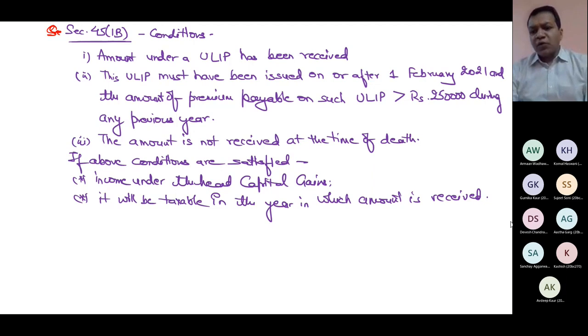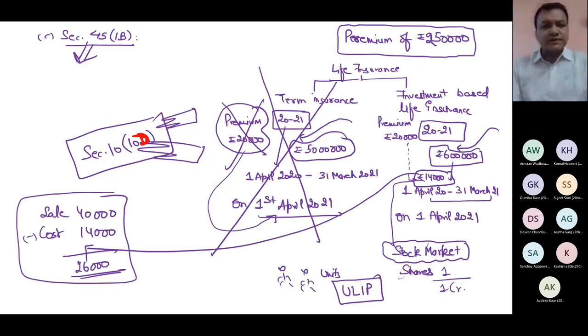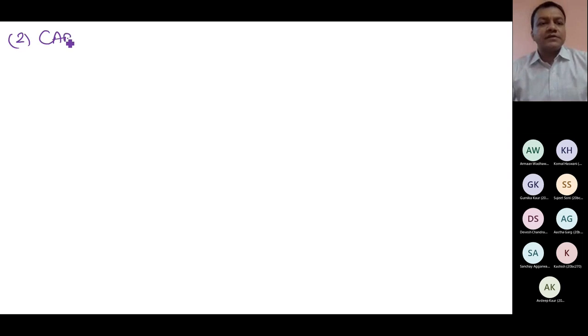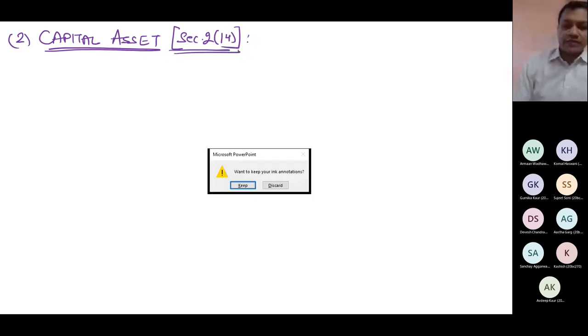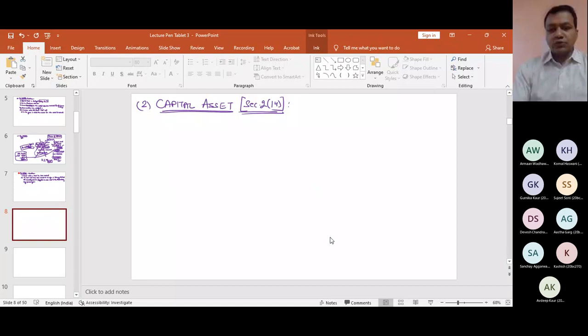Very good. Now, if you remember, everywhere I'm using the word capital asset, capital asset, capital asset. So let us discuss capital asset. Now, second heading of this chapter. What is this capital asset? What do you mean by this capital asset? So for this, we need to go to section 2, clause 14. Section 2, clause 14 defines capital asset. So I need to show you the act.